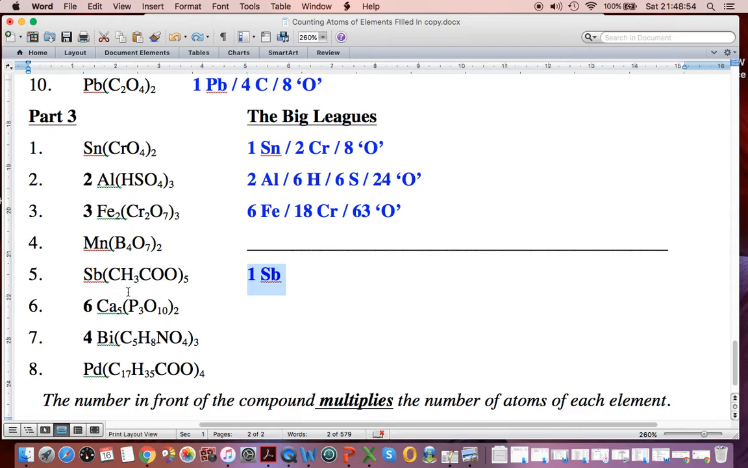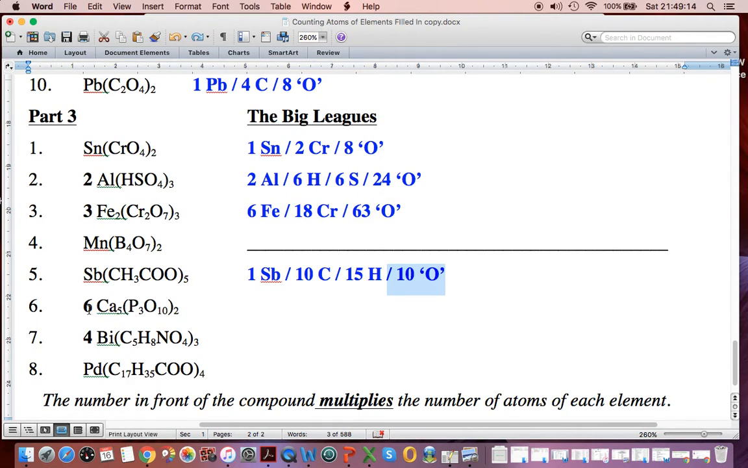What I want to do is I want to gather my carbons. I have 2 carbons in the brackets. Now I multiply by 5, and I get 10 carbons. 3 hydrogens times 5 is 15, and I gather my oxygens. 2 times 5 is 10. So don't put down 5 oxygens, another 5 oxygens. That would be goofy.